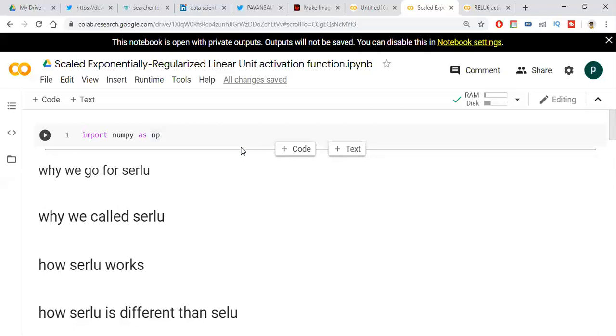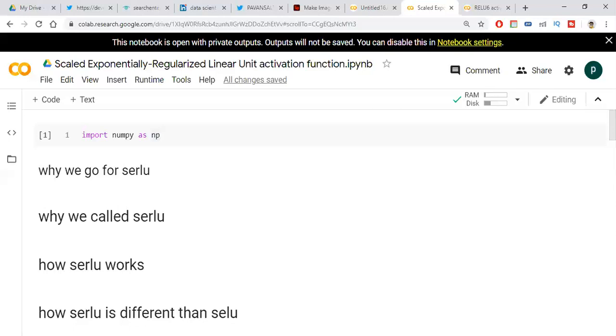Why is it called the scaled exponential linear unit activation function? Because we know scaling means normalization. That's why the scale term is present. The whole function is multiplied by an exponential function. This exponential function regularizes the whole function. So these two, the normalization and the regularization, are multiplied, and this multiplication looks like a linear function. That's why it is called scaled exponential linear unit.